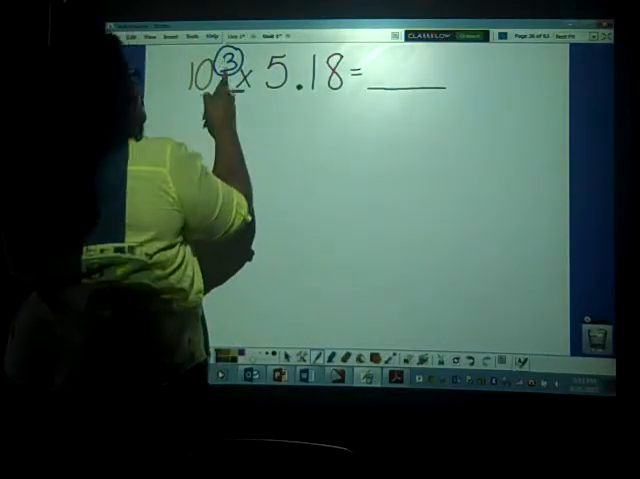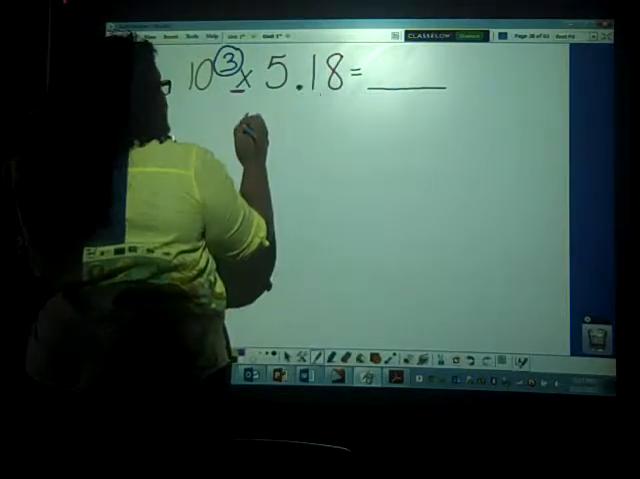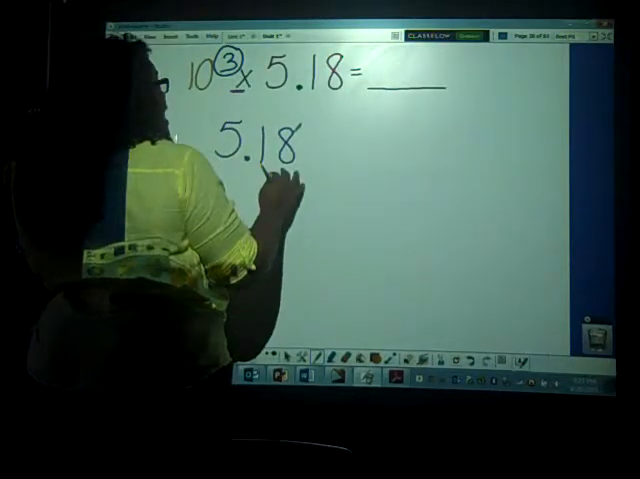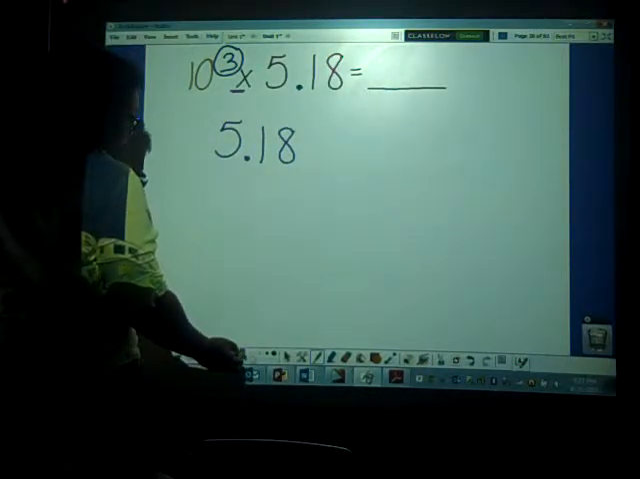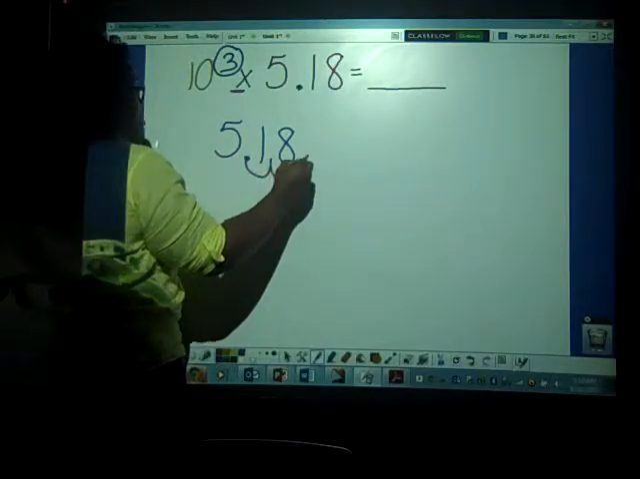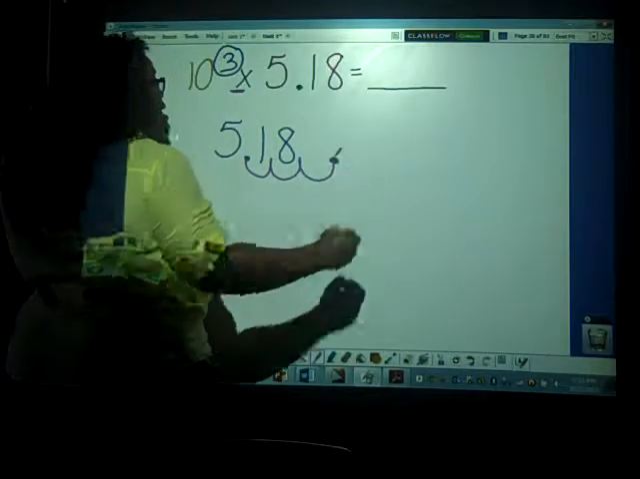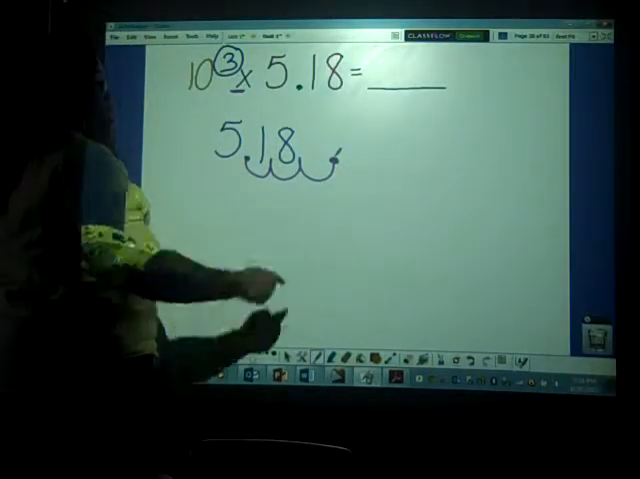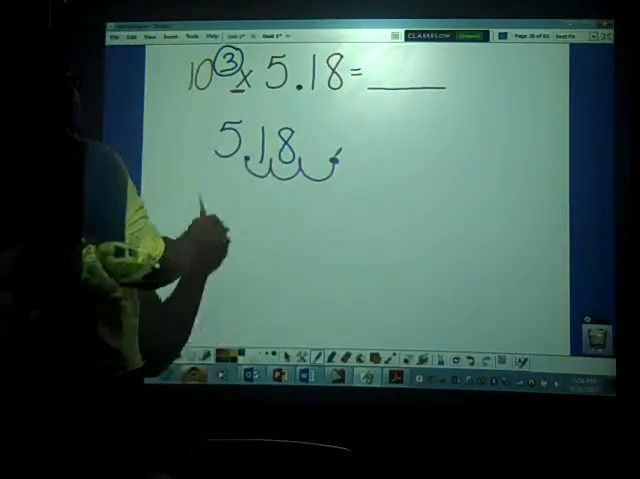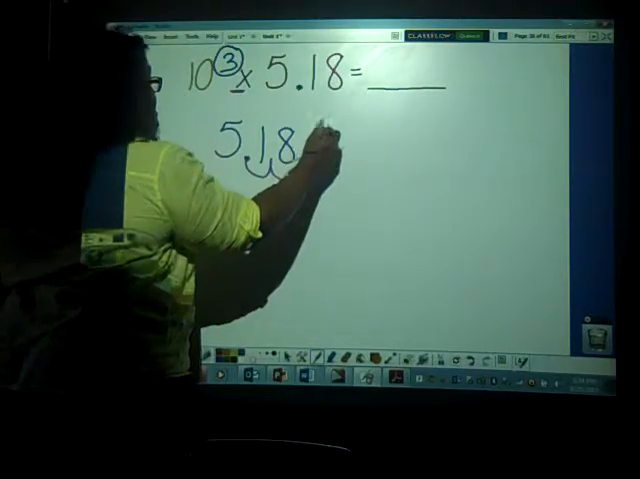So now we have 3 as our exponent, so our decimal point is going to move 3 places. Now let me write it right here again so I can have more room. I move my decimal point 3 places to the right. 1, 2, 3. Make that decimal point. We're going to fill this hump with something. It went from $5 to $51 to $518.